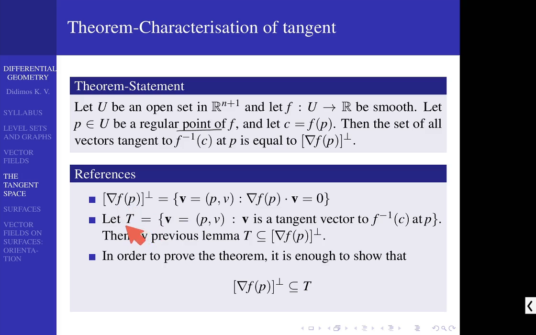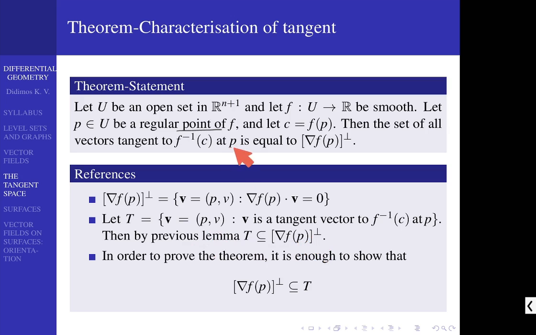Now we have shown that if T is the tangent space, the set of all tangents, and we choose a tangent vector v, then it belongs to del f perpendicular. We have shown that v dot del f p is equal to 0 in the previous lemma. So the tangent space T is always contained in del f p perpendicular.